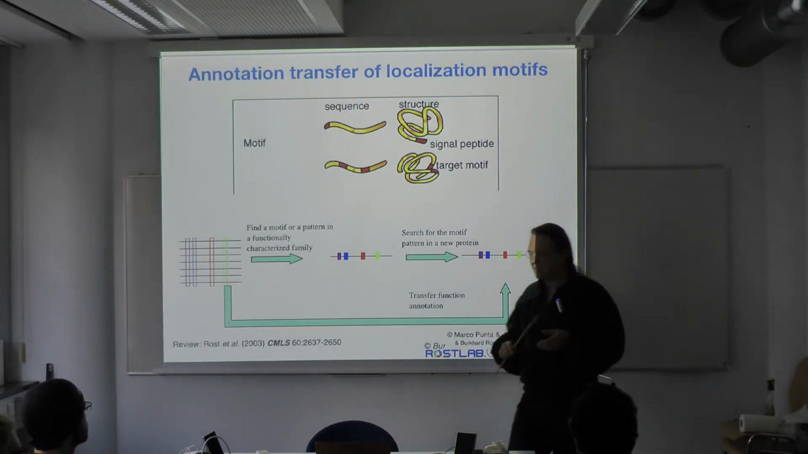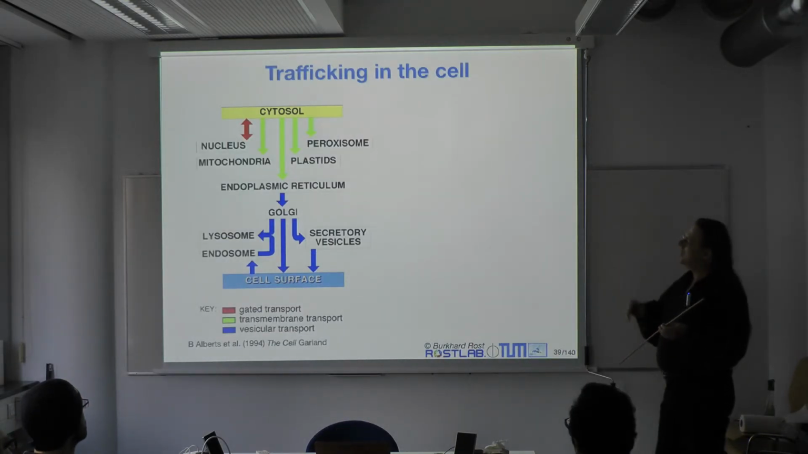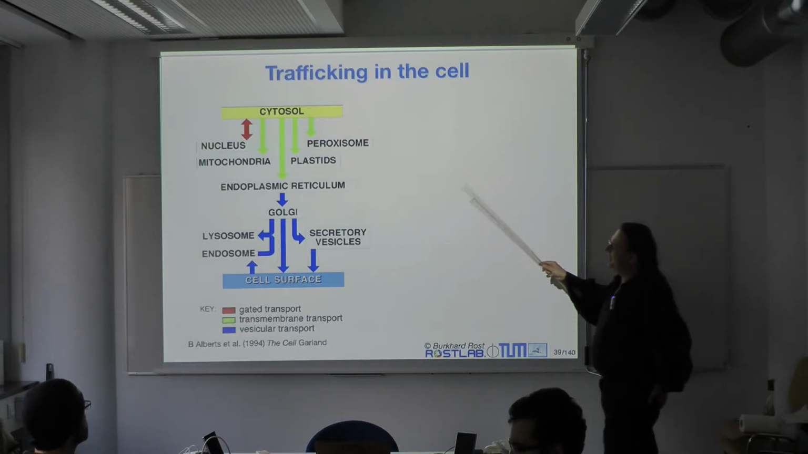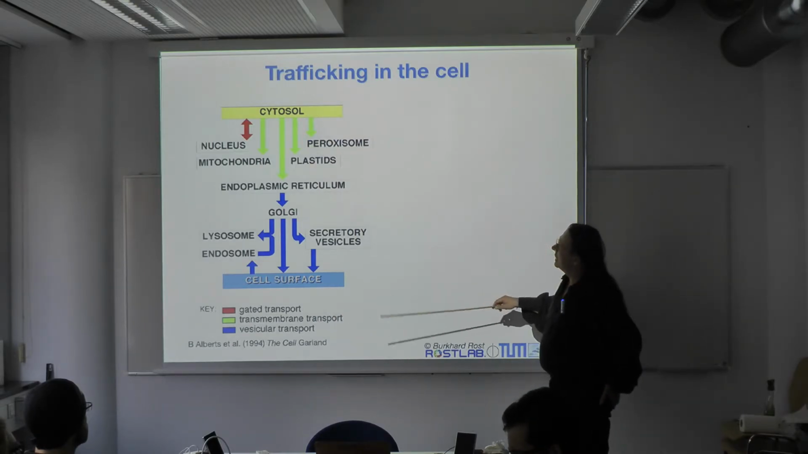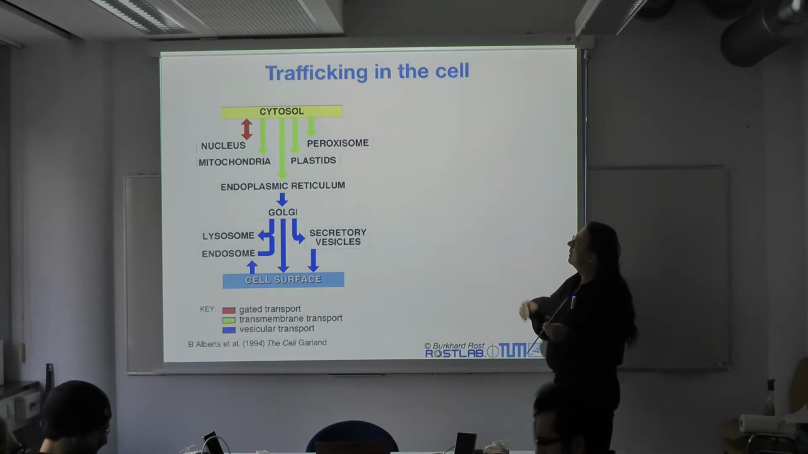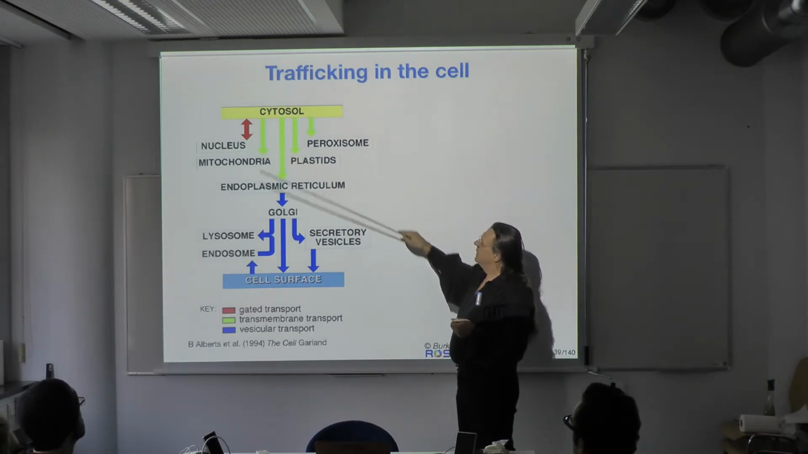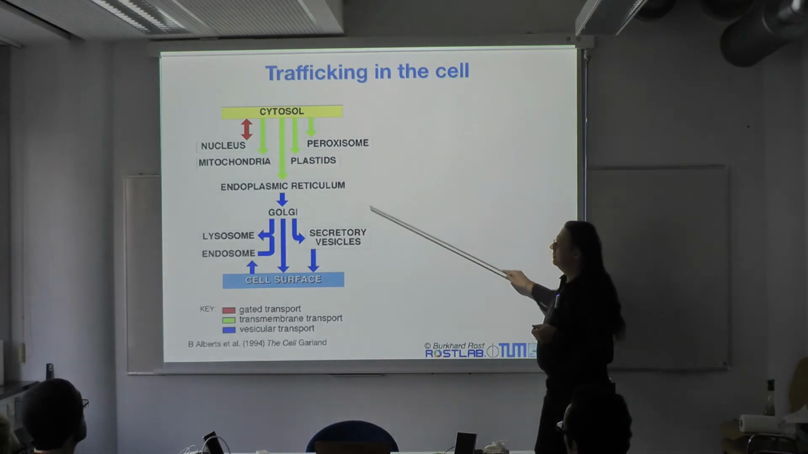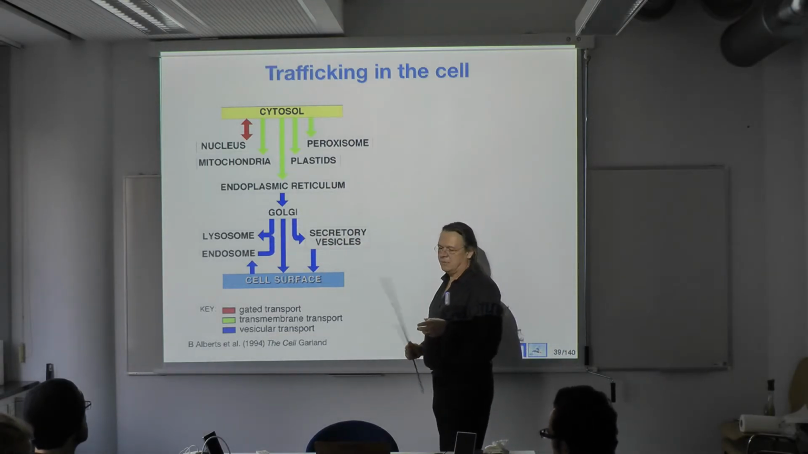And I'm going to show you some of these examples. Now, in the transport mechanism of using these zip codes for transport in the cell, there are different types of transport. Some transports are across membranes, some happen through vesicles, through little lipid pockets, let's call it that way, that travel through the cell. Some are gated, here nuclei, and I'm going to address all of this blue part here, the vesicle transport, because there's something very common to them.